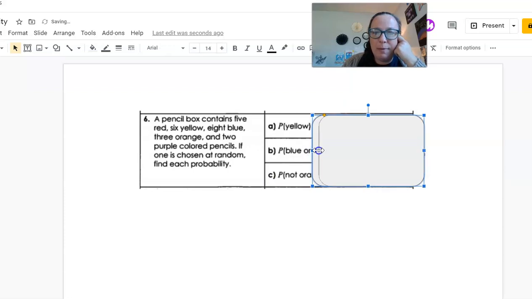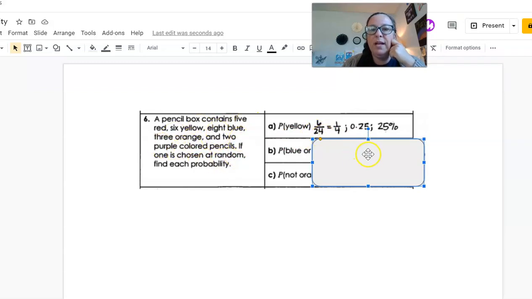All right, so what's the probability that you would choose a yellow? Well, there's 6 yellow. Well, how many total things are there? There's 24 if you count them up. 5 plus 6 plus 8 plus 3 plus 2. There's 24. So it'd be a 25% chance that you would pick a yellow because there's 6 of those.